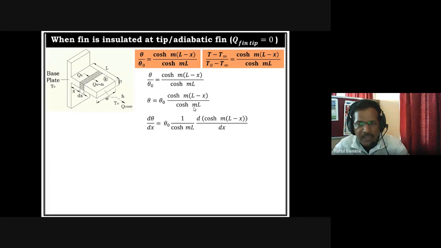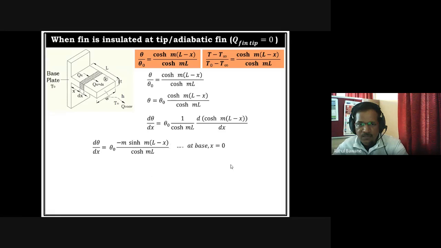What is the form of m? So m is a square root, correct? Square root of all parameters, and all those parameters are constant with respect to x. So theta 0 and 1 upon cosh mL are constants. So we take them outside and differentiate only d by dx of cosh m(L minus x). After simplifying, we get the value minus m sinh m(L minus x).